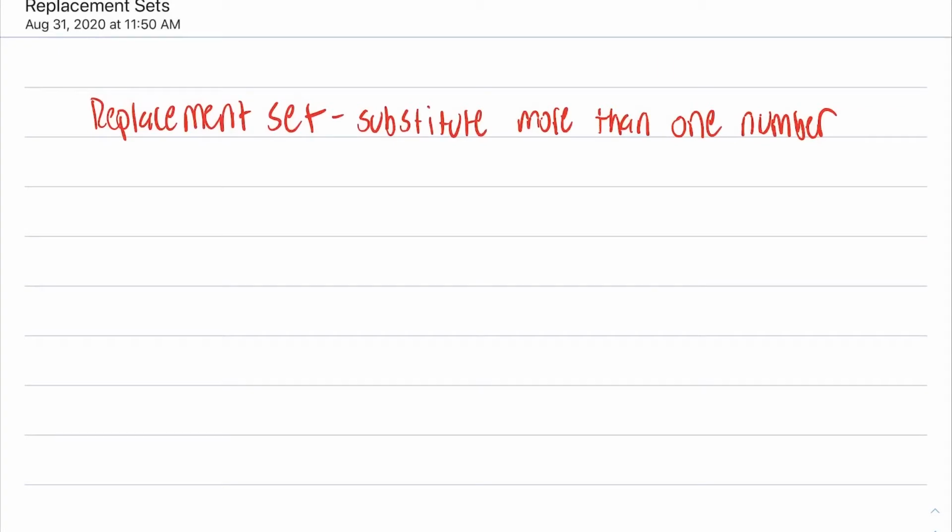Okay, now let's talk about what a set is. A set in math is simply a group, and we normally use curly braces to enclose our groups, and you'll put numbers in here. For example, a set of ordered pairs.